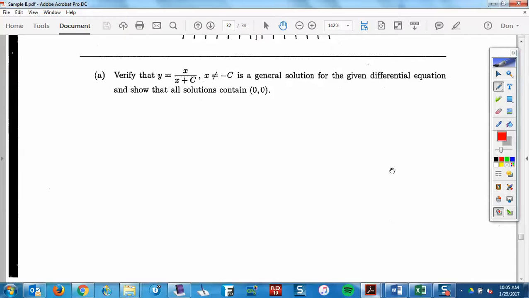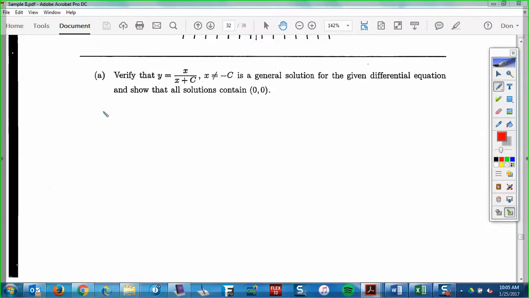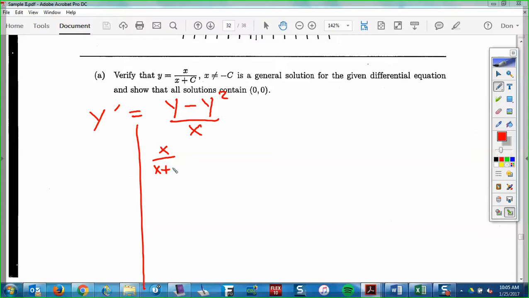Okay, so part A, verify. How did we do that with verify? Well, it was that T-chart kind of thing, right? So here's our y prime, and we kind of did this. In place of y here, I'm going to put x over x plus c minus, and then I'm going to do y squared, so I'll square the top, square the bottom. So that would be this, right? That'd be y plugged in there, that'd be y squared plugged in there, and then all over x. So that's the right side.